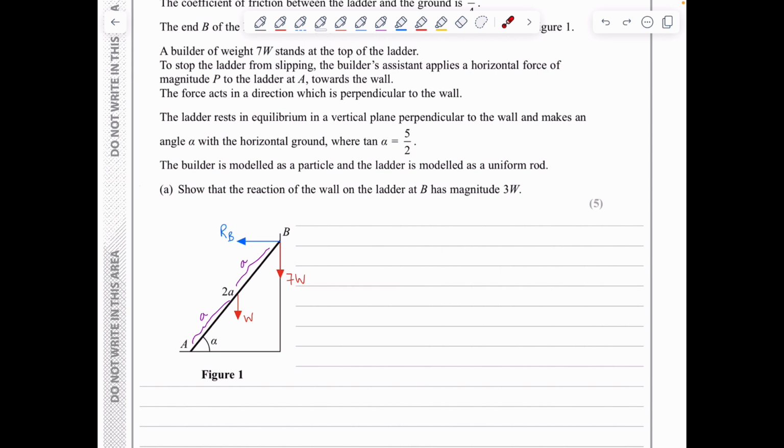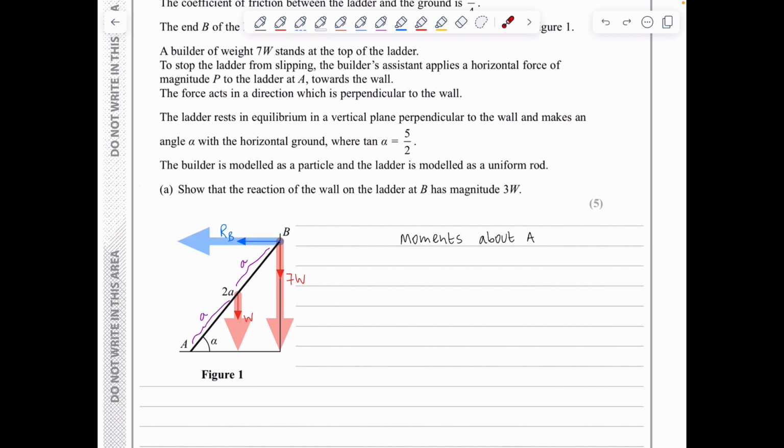We are being asked to find the magnitude of the reaction at B, show that it is 3W. So I will take moments about A. We can see that the weight W and the 7W are acting in a clockwise fashion about A. Remember, we're taking moments about A. And the reaction force at B is acting in an anti-clockwise fashion.